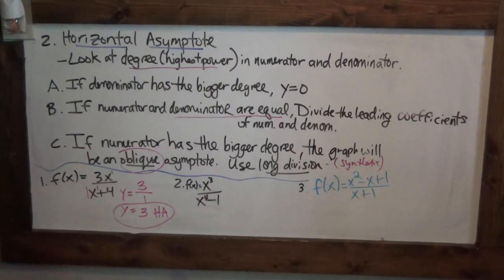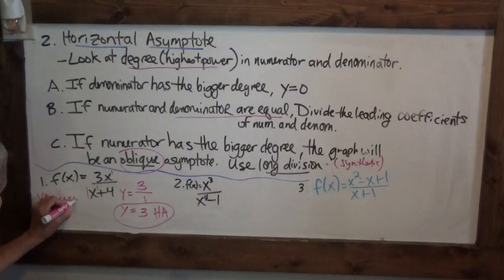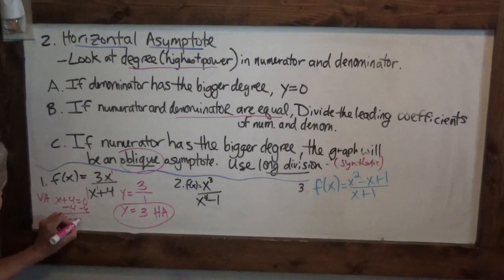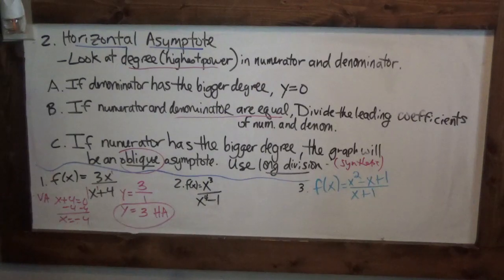Let's try doing vertical here. What would be the vertical asymptote for this? This is in lowest terms, can't do anything about it. So we're going to take our denominator, make it equal to 0, and solve it. So my vertical asymptote here would be x equals -4.